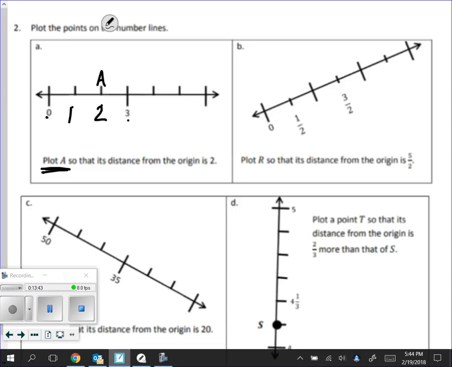Okay, so 1/2. So then this is 2/2, which is 1. 3/2, 4/2, which is 2. 5/2, 6/2, which is 3. So 5/2, the R should be right there.